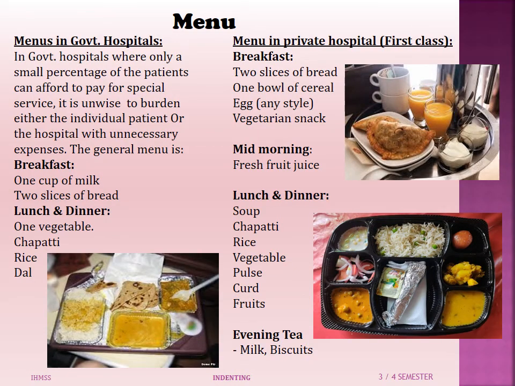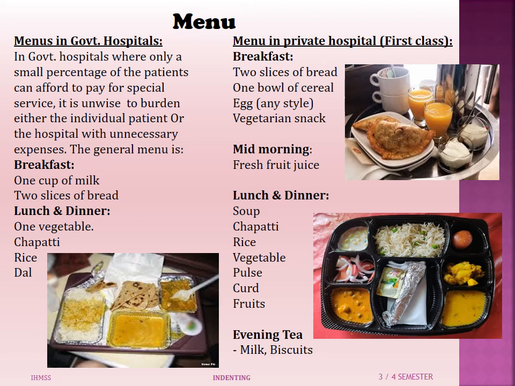Menu. Menu in government hospitals and menu in private hospitals: the basic difference which we can see here is that in a government hospital, only a small percentage of the patients can afford to pay for special service. It is unwise to burden either the individual patient or the hospital with unnecessary expenses. The general menu is breakfast, 1 cup of milk, 2 slices of bread. Dinner, 1 vegetable, chapati, rice, dal, etc.